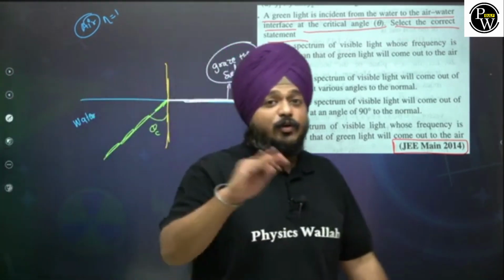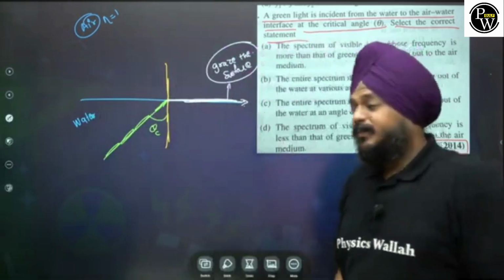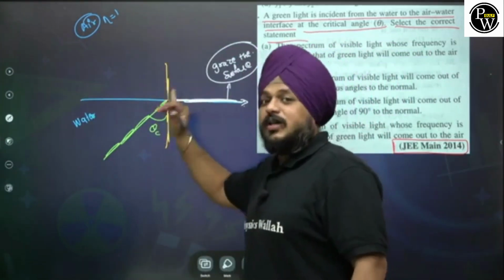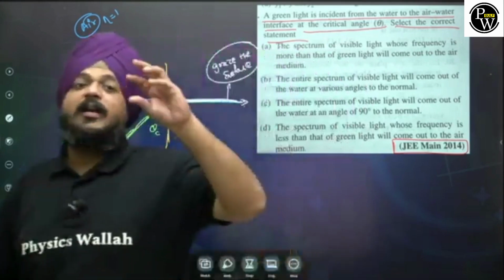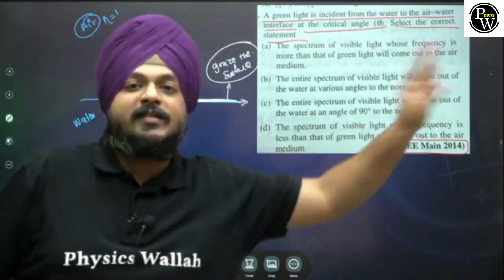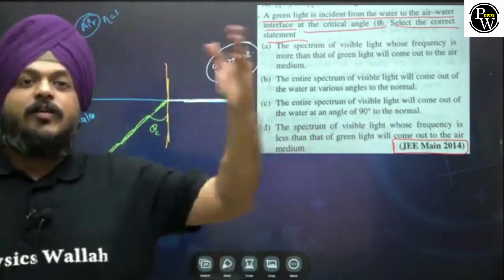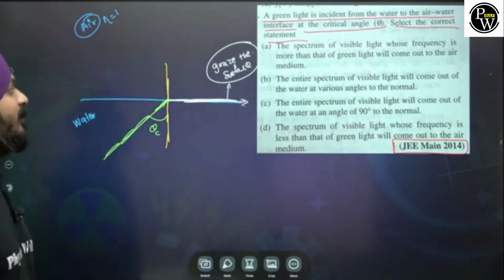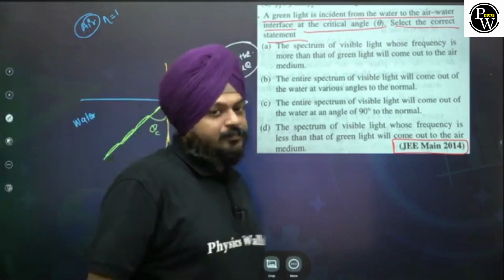Now the question behind it is, which visible light of the spectrum will graze? One thing is for sure, that it is going to graze the medium, but which visible light will graze? That is an important part.